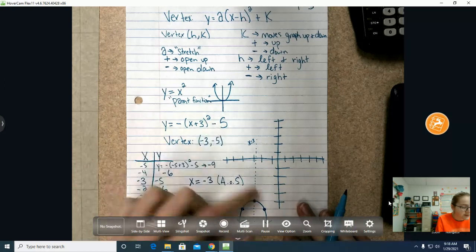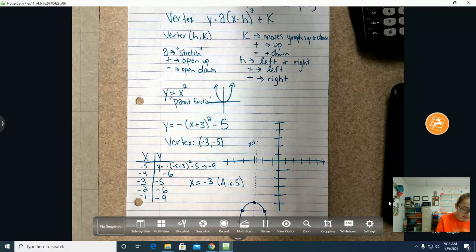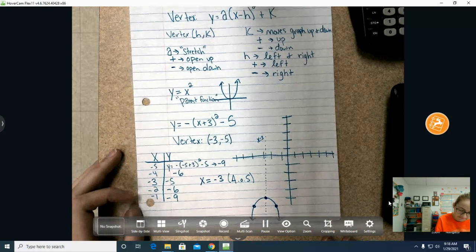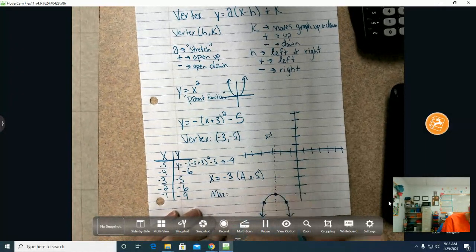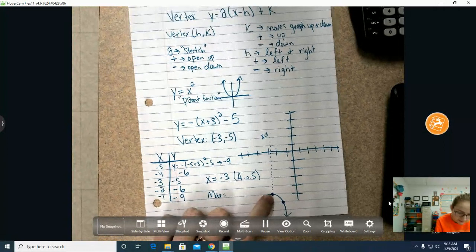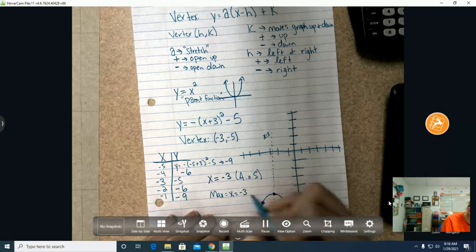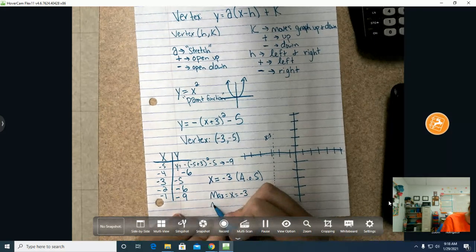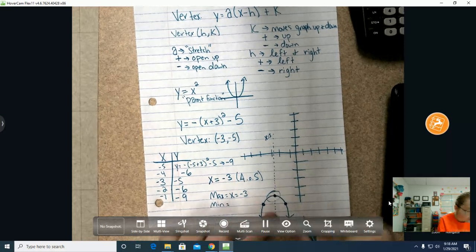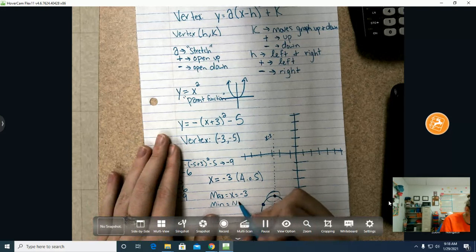And this will help you double check yourself to make sure you're doing it correctly. Also, something to talk about would be your max and minimum. So your maximum on this graph would be x equals -3, because this is the tallest point. And then your minimum, we don't really have one because it's going on and on forever into this negative direction. So we don't have a minimum.